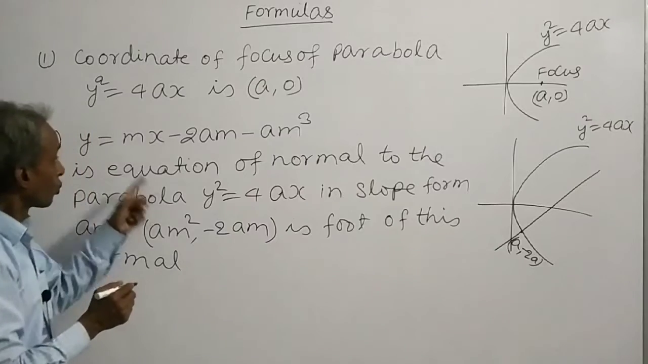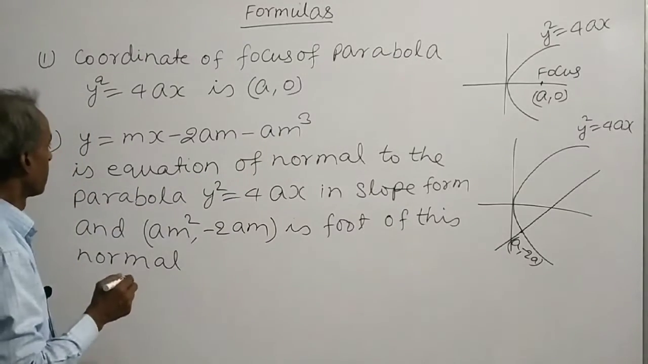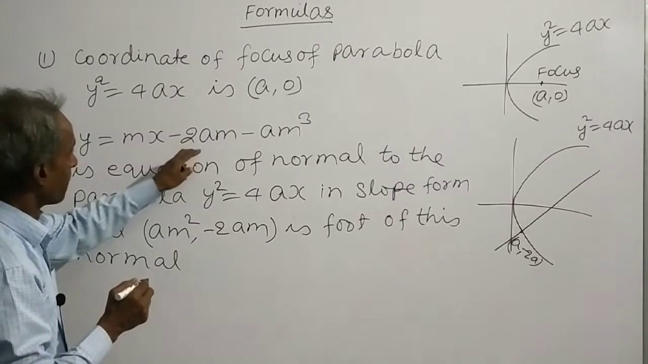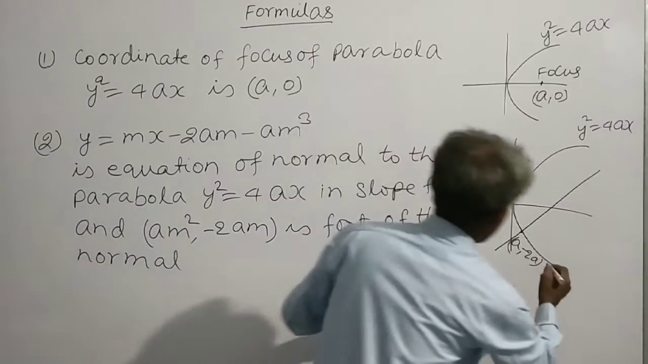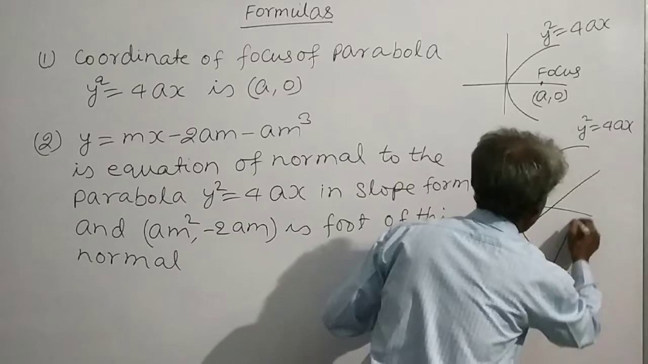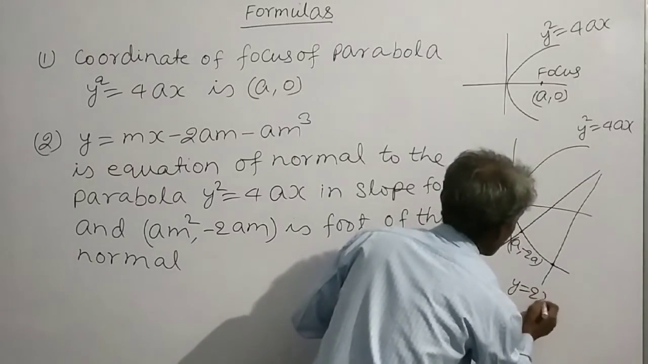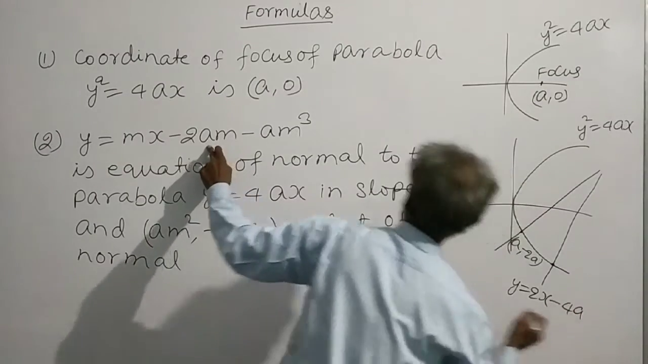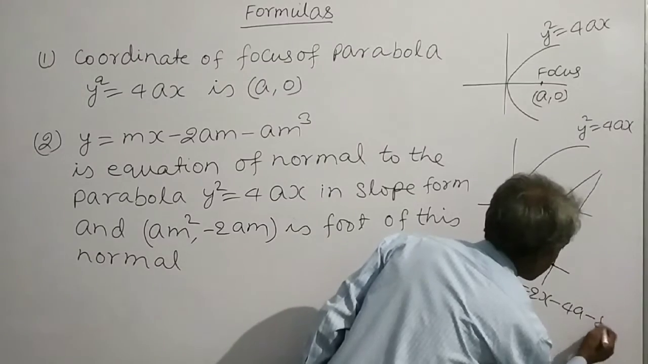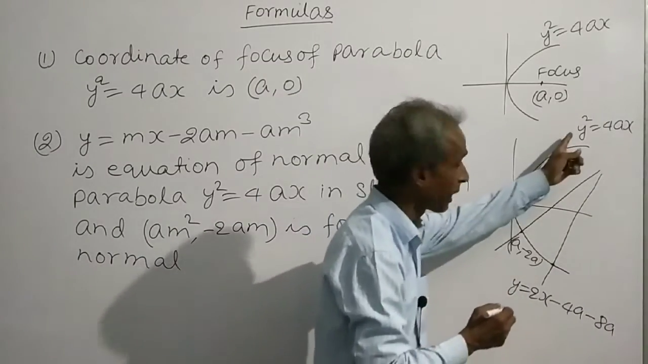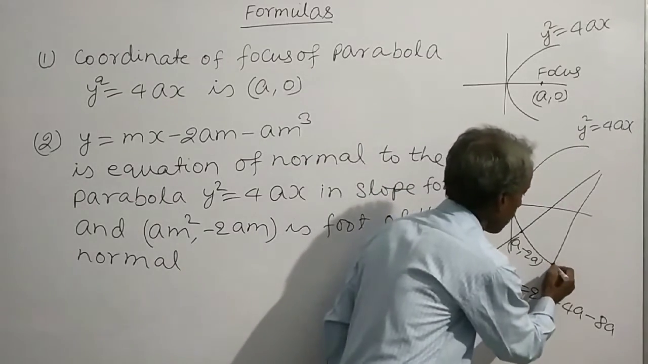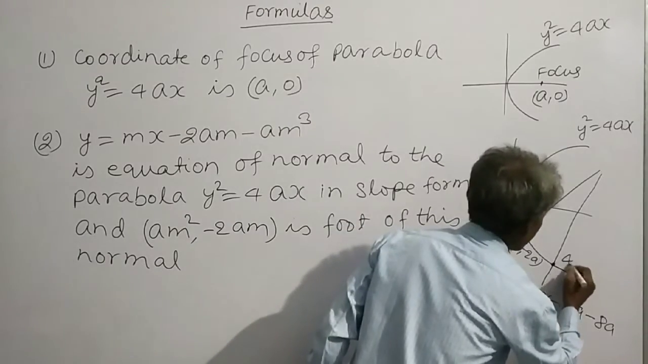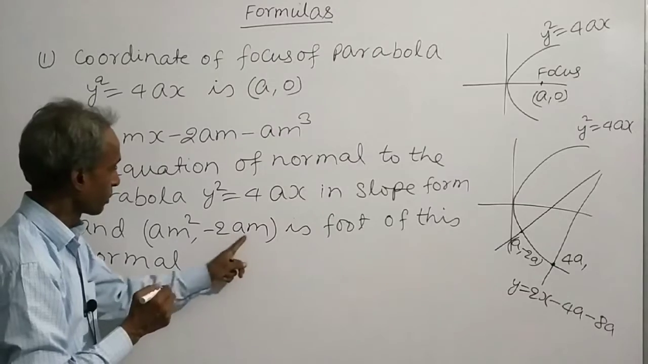If we put 2 in place of m in this equation, we get another normal. y is equal to 2x minus 4a minus 8a will also be a normal to this parabola, and the foot of this normal will be a times 2 square, that means 4a, and minus 4a.